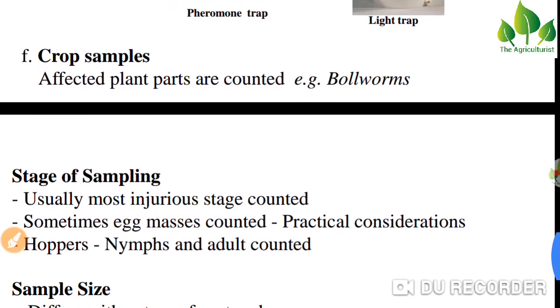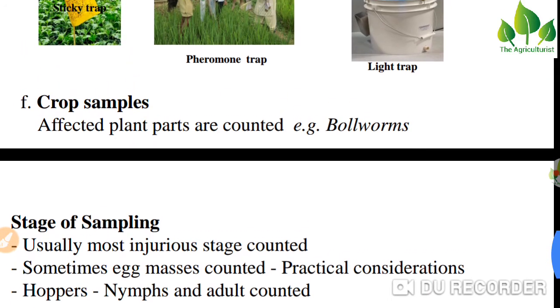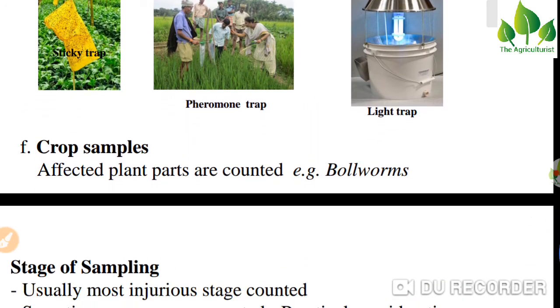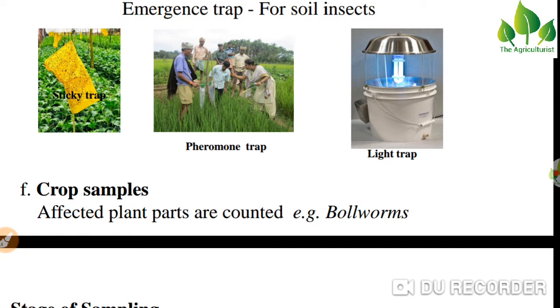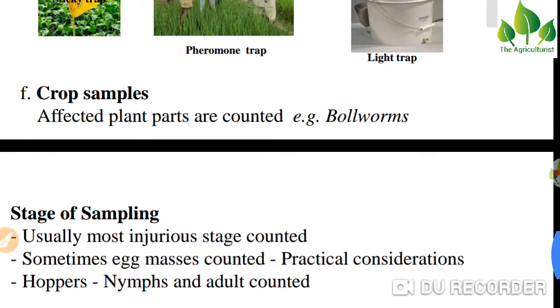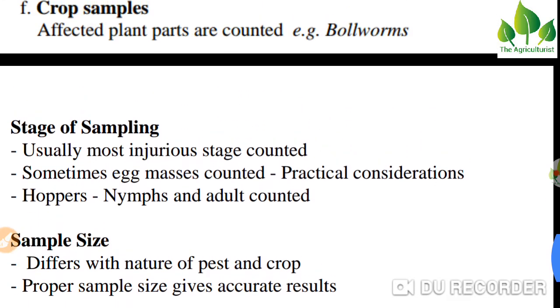Crop samples. So affected plant parts are counted. Example, bollworms. So crop sample is also used for sampling, like in bollworm, the number of affected plant parts like bolls. So these are some sampling techniques for insects. Next one is stages of sampling.